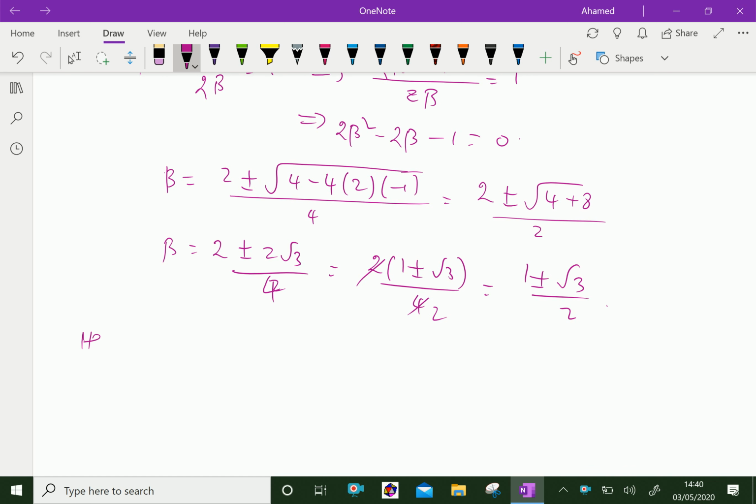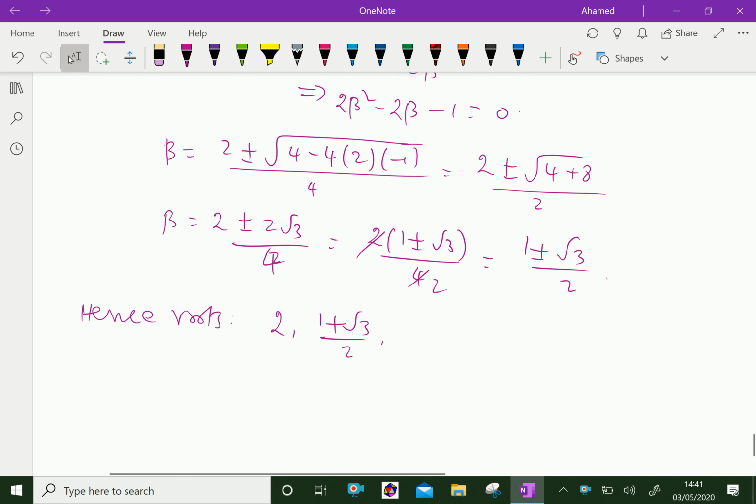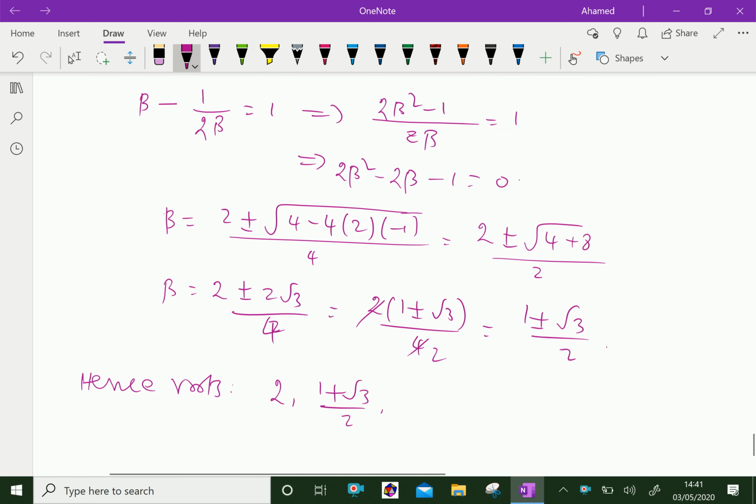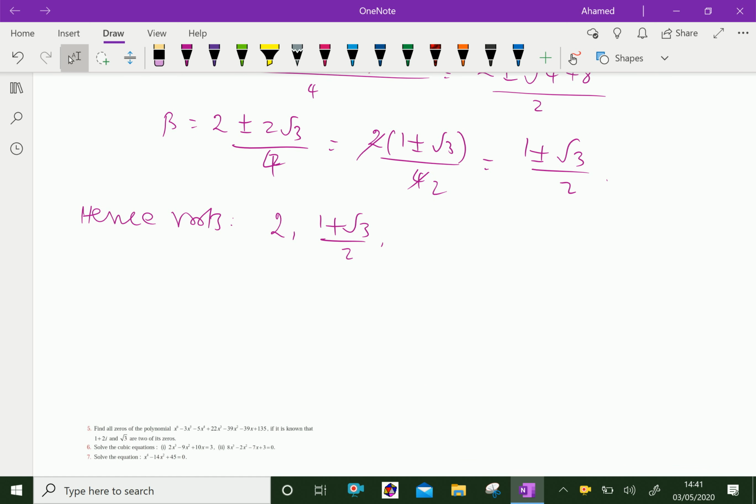Hence the roots are: alpha is 2, beta is 1 plus root 3 by 2, taking the positive one, and then gamma, because beta gamma is minus half, the other root is 1 minus root 3 by 2. So we got the 3 roots. We have done.